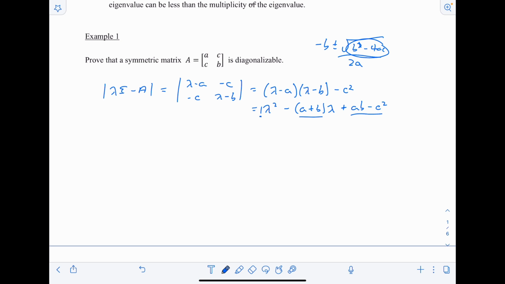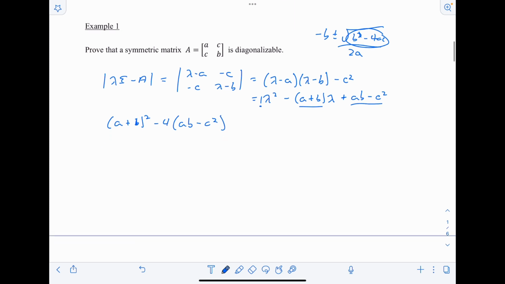So b squared is going to be a plus b squared. Obviously, it's minus, but we don't need to worry about the negative because we're squaring it anyway. And then minus 4 times a is 1, times c is ab minus c squared. All right, let's simplify this out. So again, this is the discriminant that we're finding here. I'll write that out just to remind us of that.